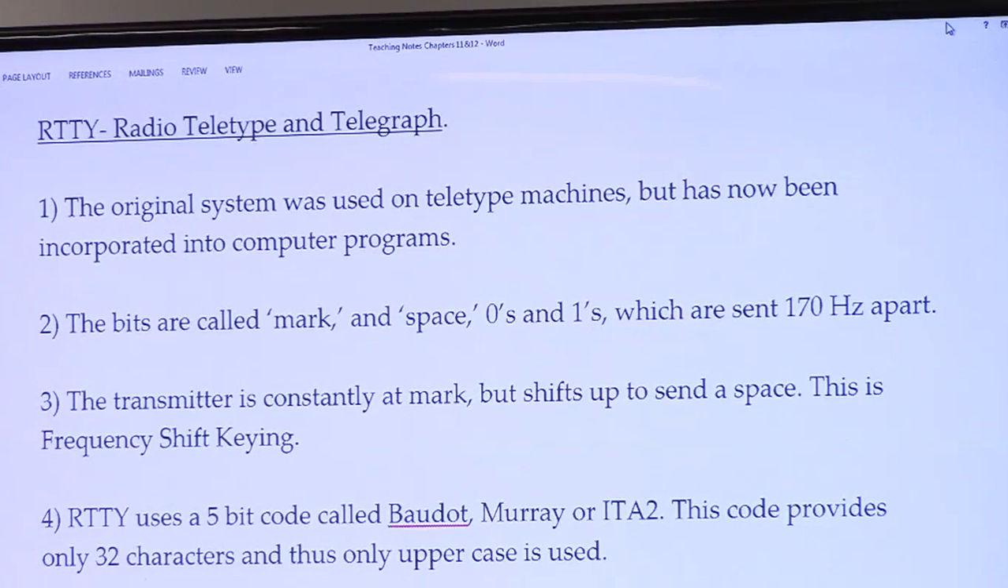RTTY is radio teletype and telegraph. They brought this in the war, and these were big, huge machines that you typed on, and they sent the signal out, and the bits were called mark and space, zeros and ones, and they're 170 hertz apart. They'll probably ask you a question about how far apart the mark and space are.